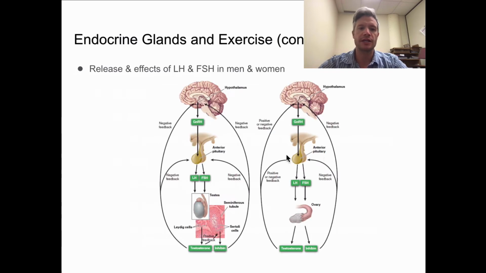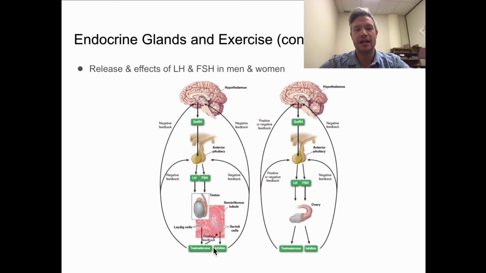To give you an idea of what I was speaking about, we have male and female bodies depicted here, with a very similar release of gonadotropin releasing hormone from our hypothalamus to the anterior pituitary glands of both male and female, and that causes the release of luteinizing hormone and follicle stimulating hormone.